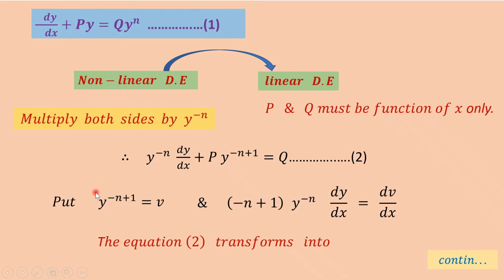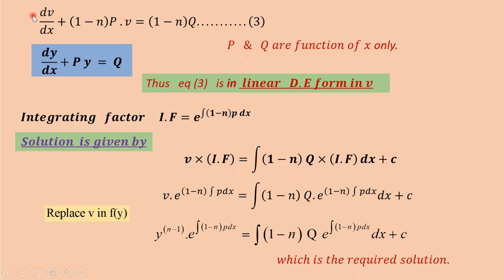Now substitute y^(-n+1) = v, so as to make the coefficient of dy/dx equal to 1, and differentiate this. We get (-n+1) y^(-n) dy/dx = dv/dx. Now dv/dx + (1-n)P v = (1-n)Q. Let this be equation 3.